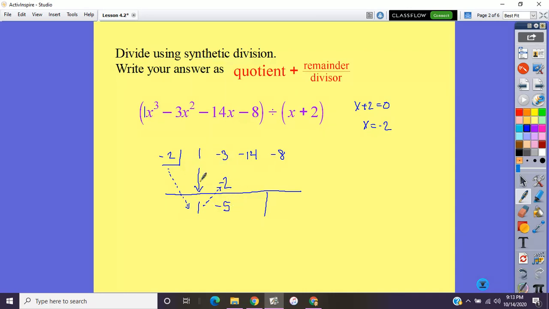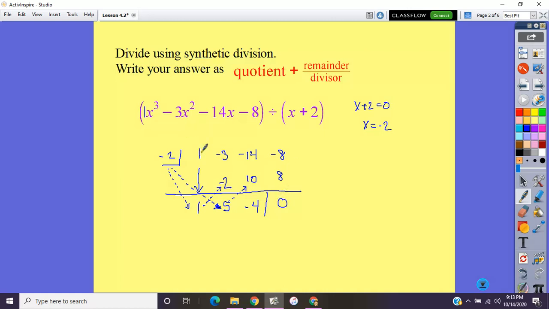And then we'll do it again. So we'll take this -2 times -5, and we'll put that answer here. Should make that bigger so we can see it. -2 times -5 is 10. Then we'll add. We'll get a -4. And we'll follow the same process. So -2 times -4 is a +8. So when we add that, we get a remainder of 0.